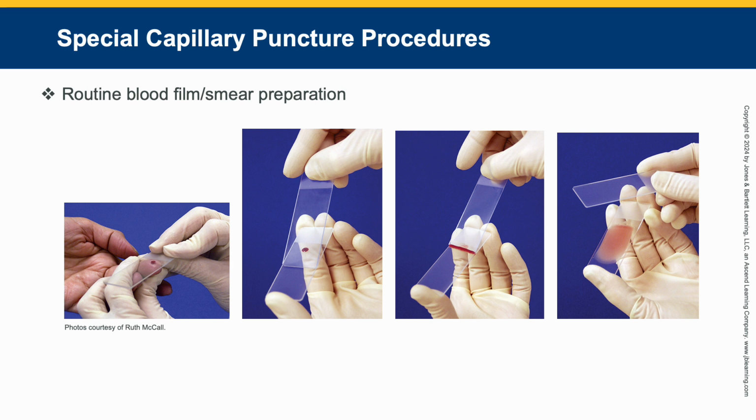You're going to place gauze over the site after you make your 2 slides and apply pressure if it's a young child or an infant. If the patient is an older child or an adult, you're going to ask them to apply pressure.